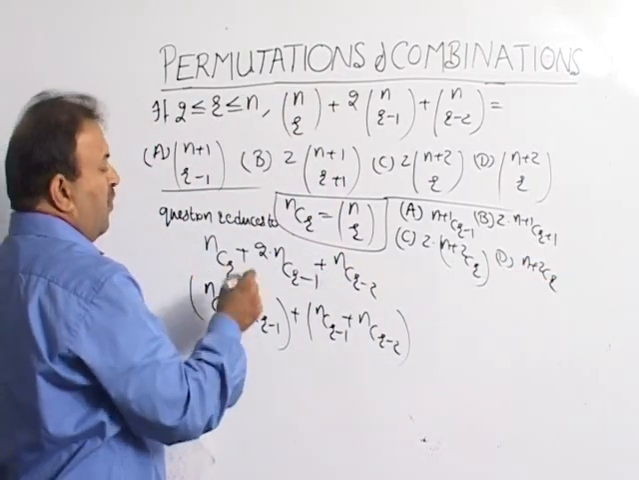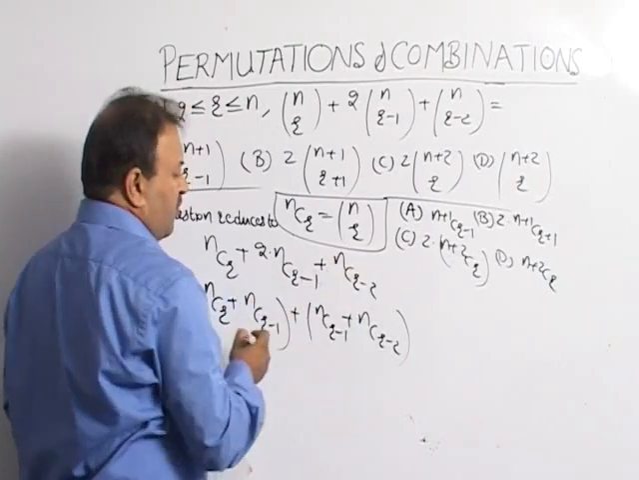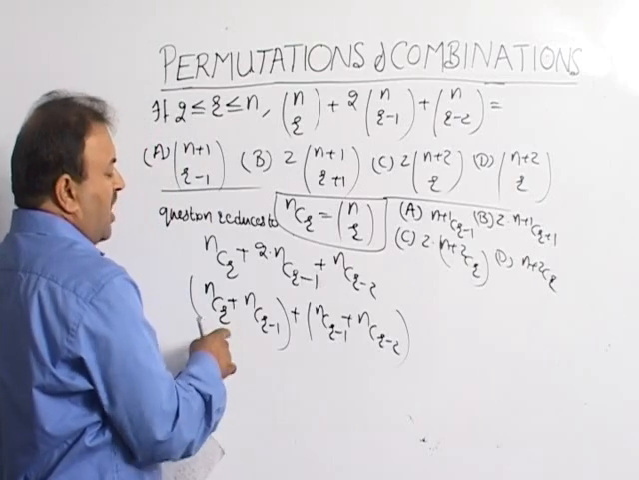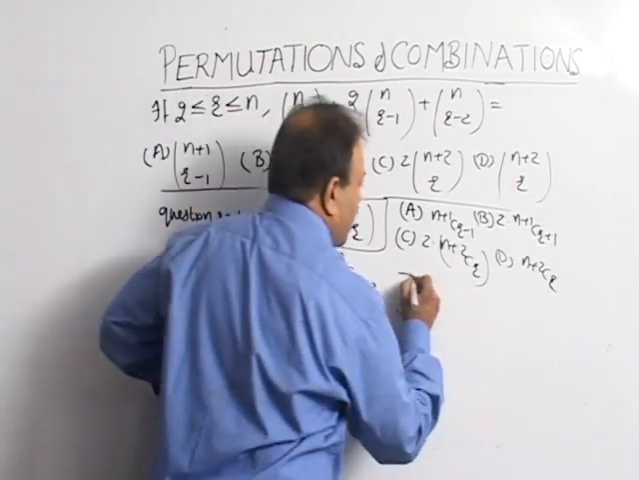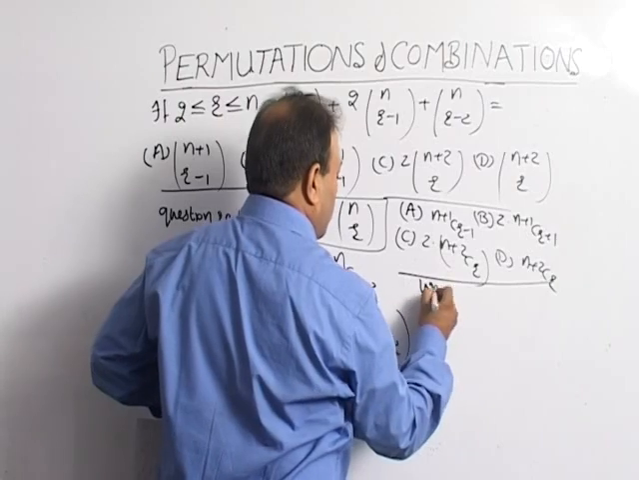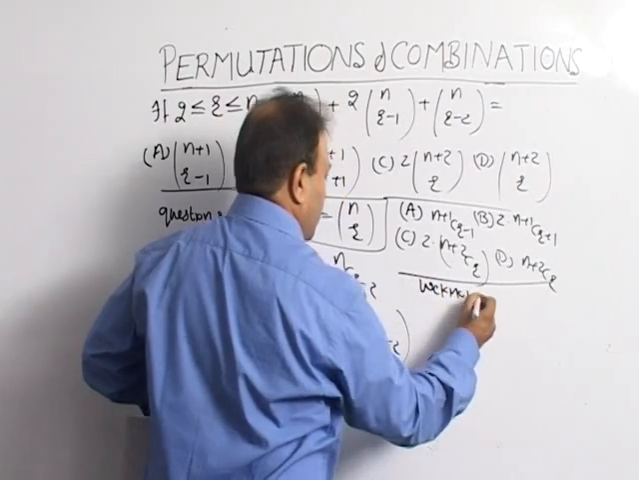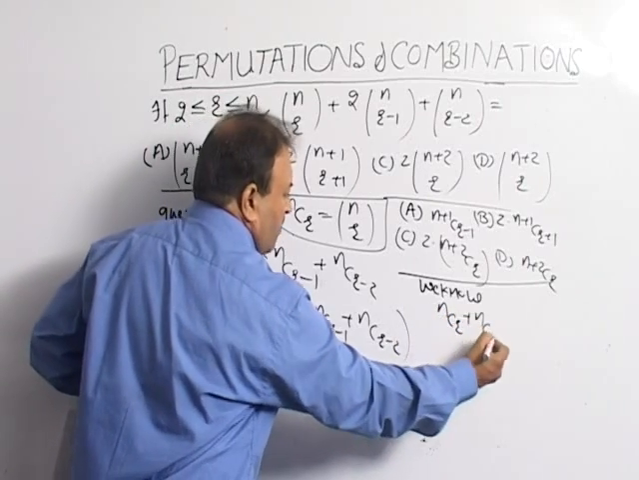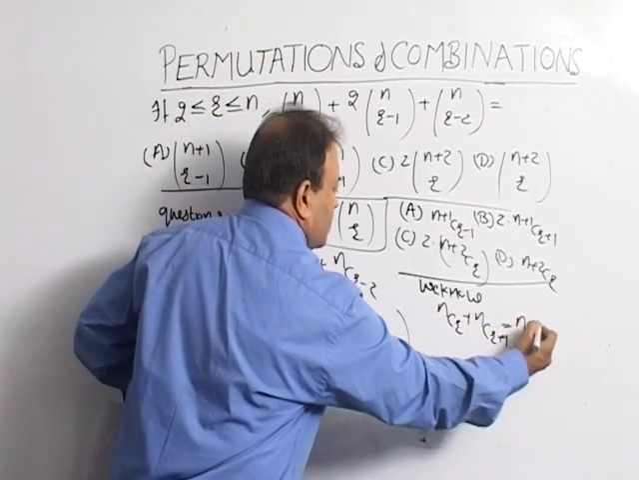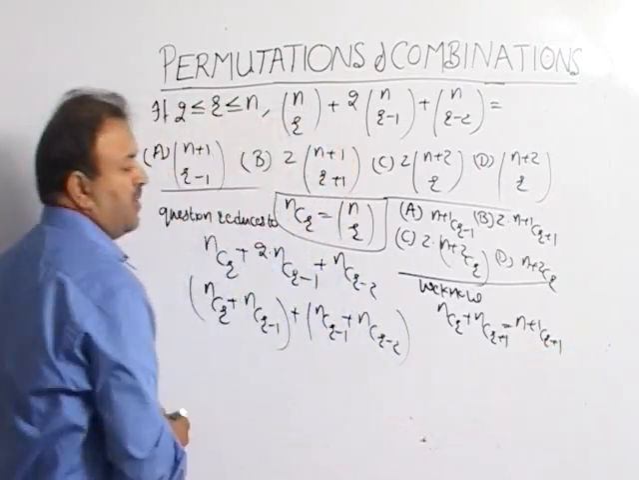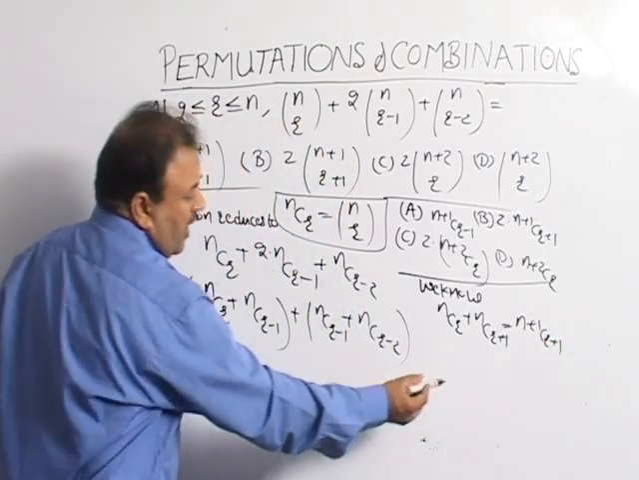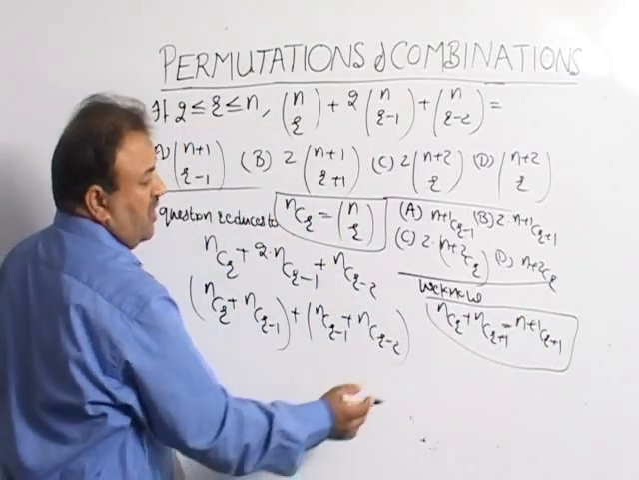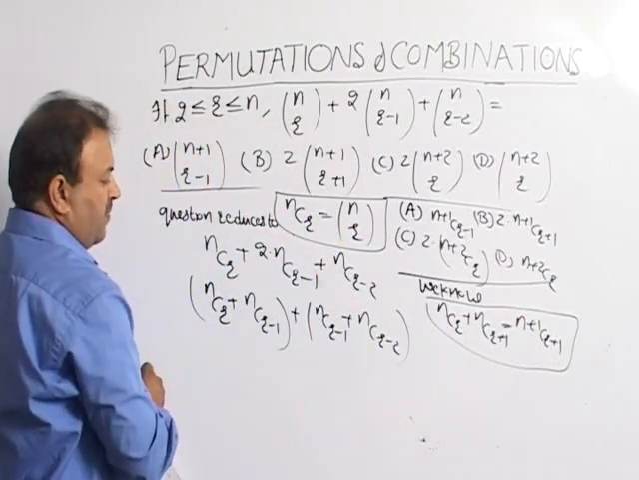Now this is out of 4, we have to look at which option satisfies us. So now what will we do? Here we have nCr plus nC(r-1). Here we apply the formula we know: nCr plus nC(r+1) is equal to (n+1)C(r+1).